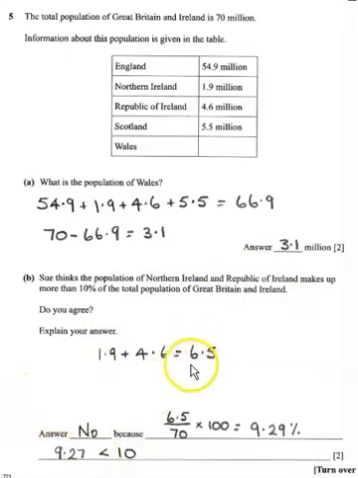Next, we put that as a percentage. So we do 6.5 out of 70, and then we times it by 100. So this would put it into a percentage here. So we can see that that is a percentage of 9.29%. Now the question is asking for more than 10%, which it's not. And then you can see there it says 9.27 is less than 10%, so the answer is no.